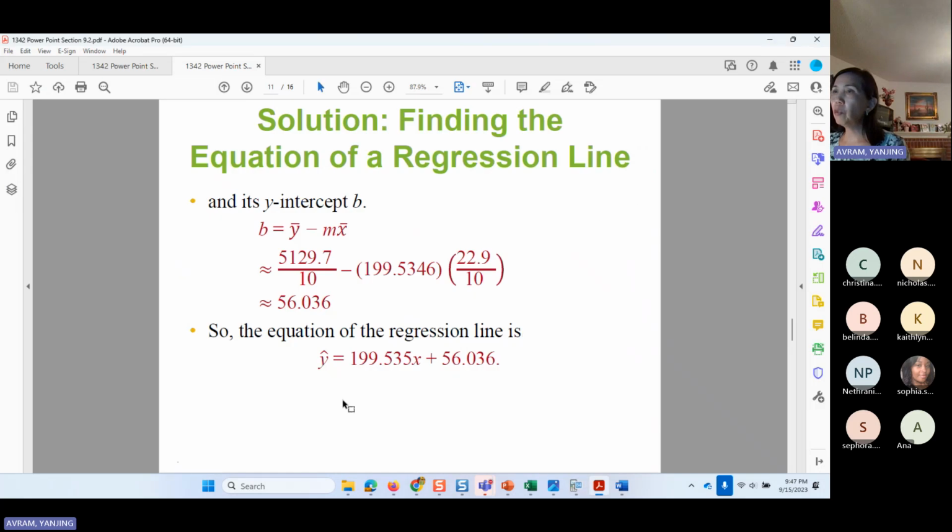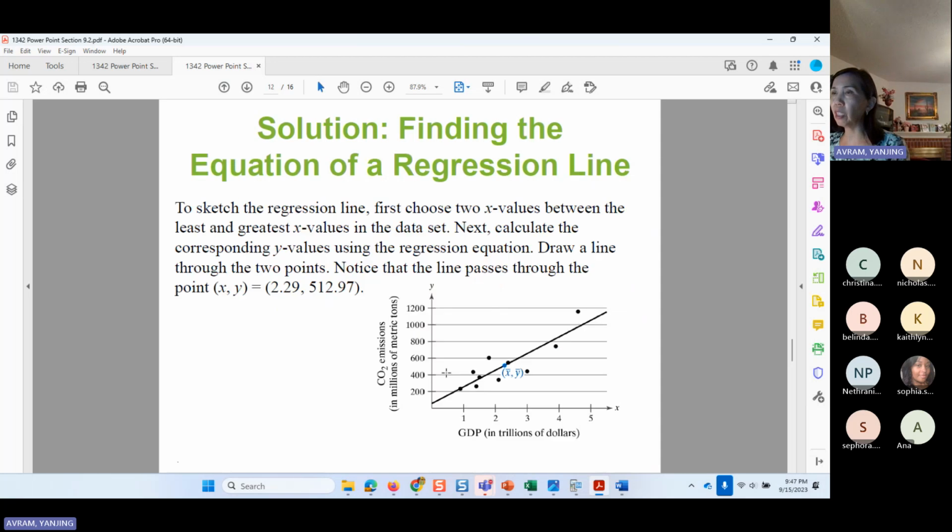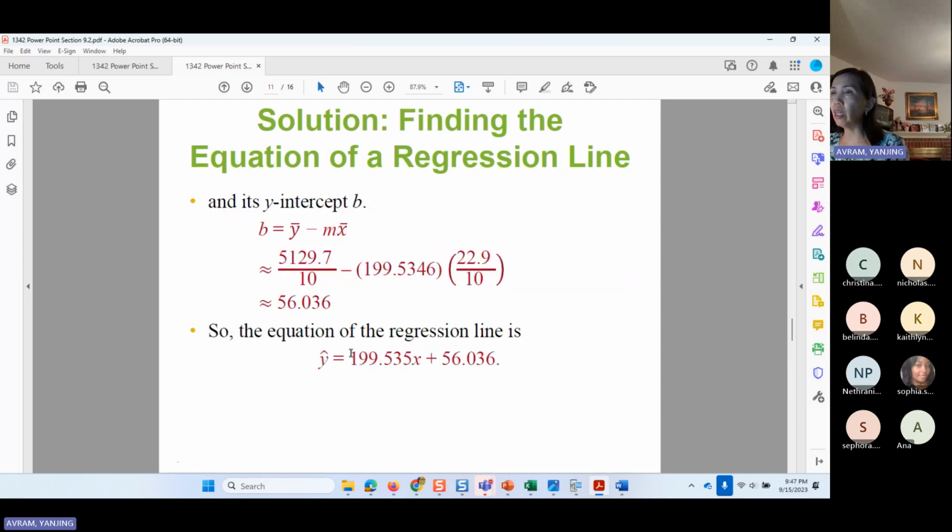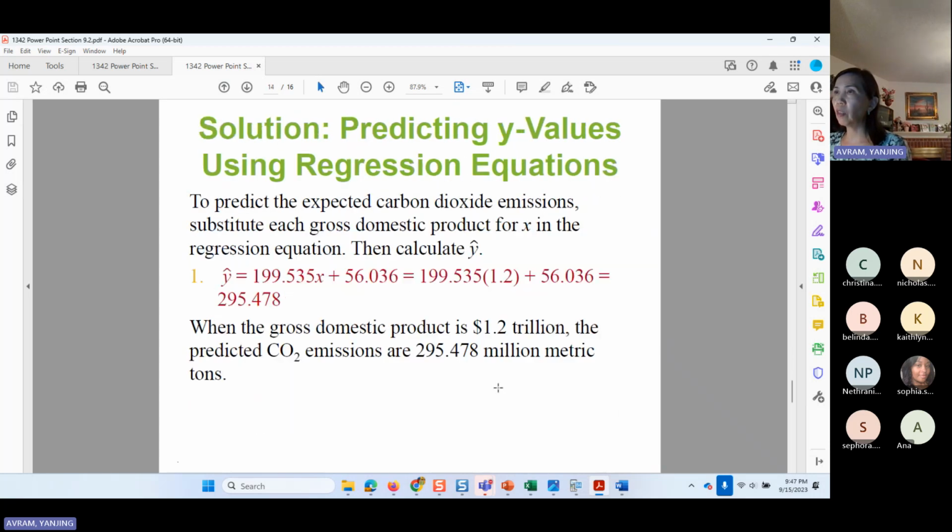Okay, so why do we need to find this equation? Now we can predict. If I plug a different x value in here, I can predict the y value. Okay, so that is called a prediction in here. All right, so look at this one right here. If I have an x of 2.29, I can plug it into the equation and then find the y value. So that is this section in here. Okay, you can plug in whatever x value, and then you can find the y value.